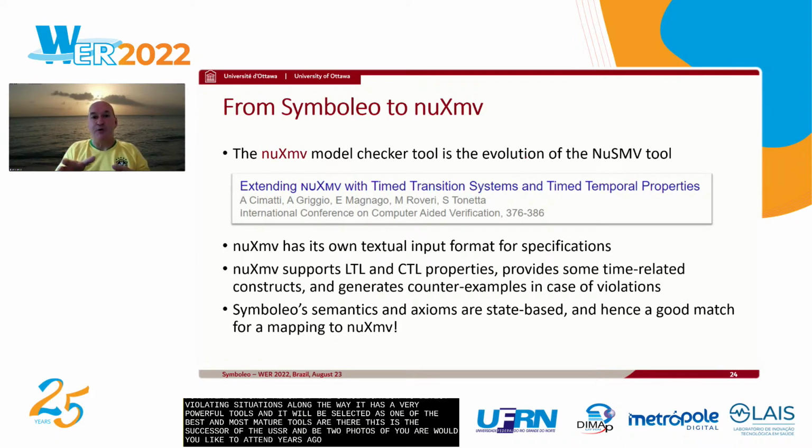So NuXmv has its own input language. So NuXmv is both the name of the model checking tool and also of the input language. So it's a textual format. As I said, this supports LTL and CTL properties. And since this is a model checking tool, one nice thing we get is that if a property is violated, a counterexample will be generated. So we will have a trace that leads to the violation or an explanation of those violations. So there is a good match between the state-based semantics of Symboleo and the state-based representation enabled by NuXmv.